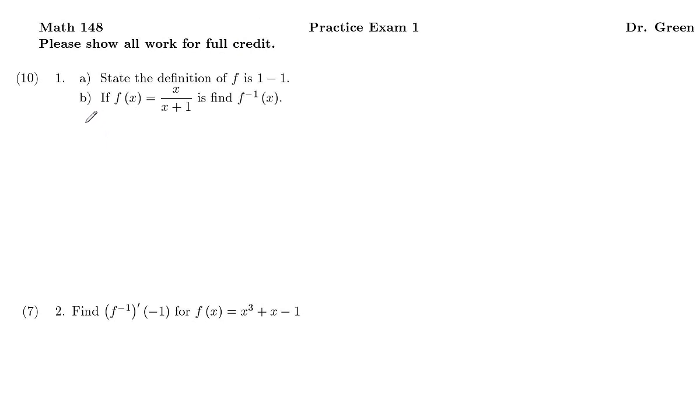In the first question, we're looking at one-to-one functions and inverses. So we first want to state the definition that f is one-to-one. Remember that all one-to-one functions have inverses. One way to state that definition is if you have two inputs, x and y, and they are not equal, then that implies that the outputs f of x and f of y are also not equal. So if you start with different inputs, you get different outputs.